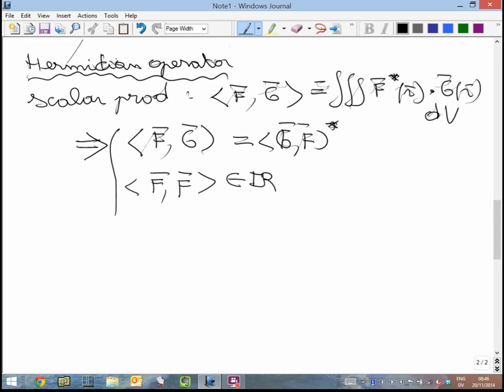Now that we have a definition of a scalar product, we can define what it means for an operator to be Hermitian. So if we have a certain operator, and we'll use for that the Greek capital Xi, my Greek is a bit rusty, but I think this is the capital Xi.